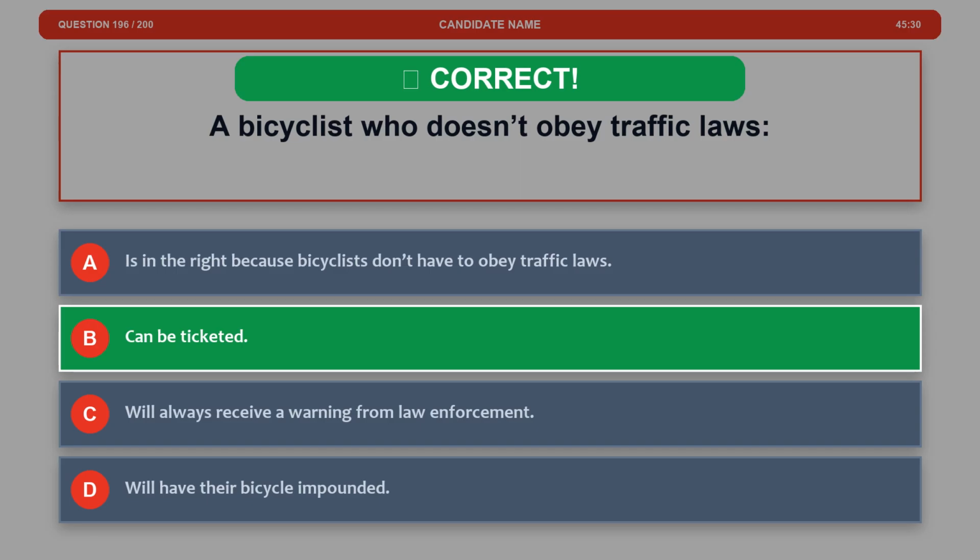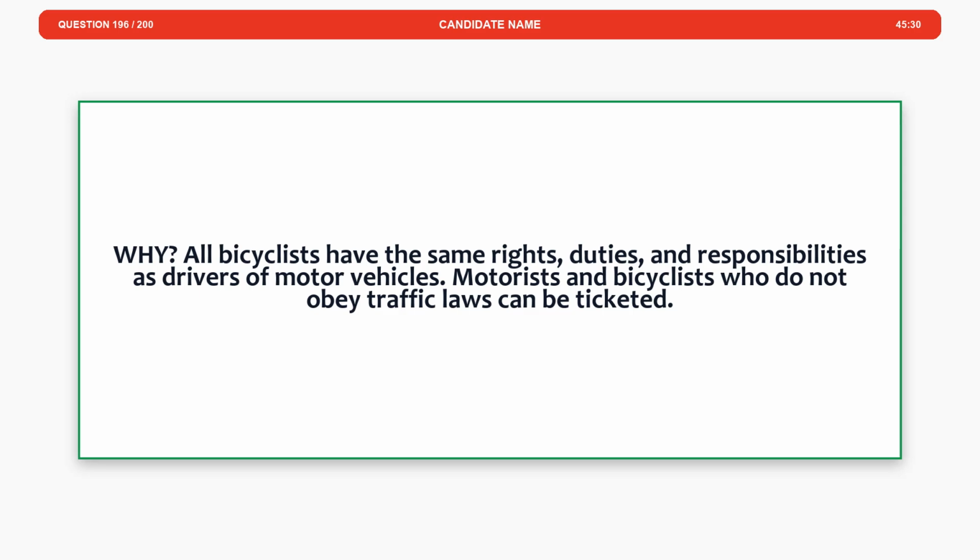The correct answer is option B, can be ticketed. Explanation: all bicyclists have the same rights, duties, and responsibilities as drivers of motor vehicles. Motorists and bicyclists who do not obey traffic laws can be ticketed.